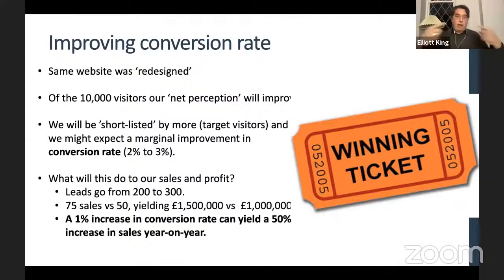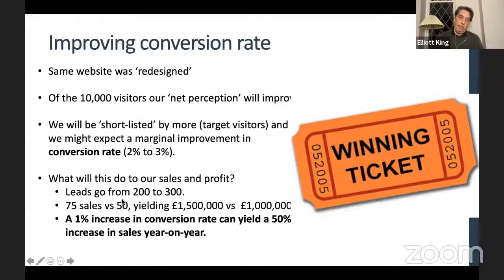If we run that whole process, we can expect to nudge up our conversion rates a little bit from what it was before. So if we'd already benchmarked it at 2%, we might expect it to nudge to 3%. And these numbers I'm giving you are reasonably accurate real world numbers. And what we see is when we go from 2% to 3%, a small nudge in conversion rate percentage gives you quite a big nudge in leads.